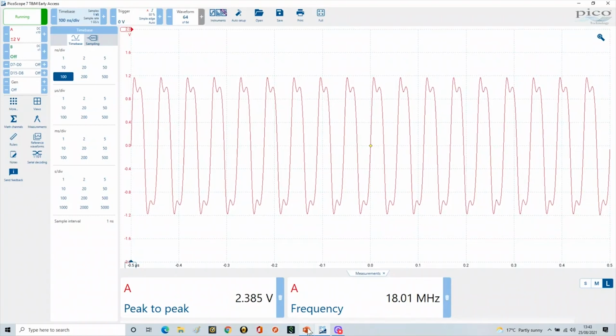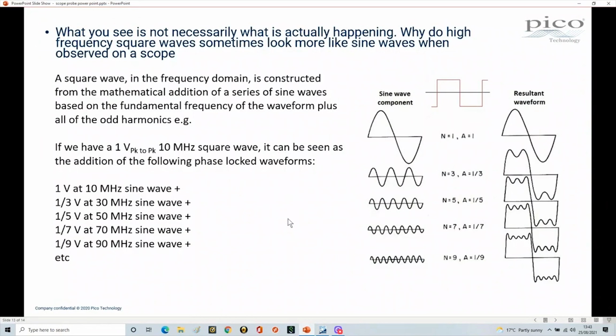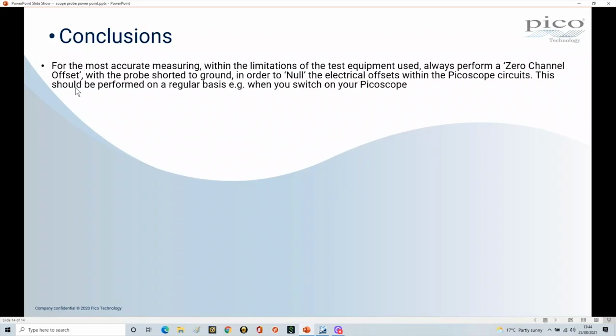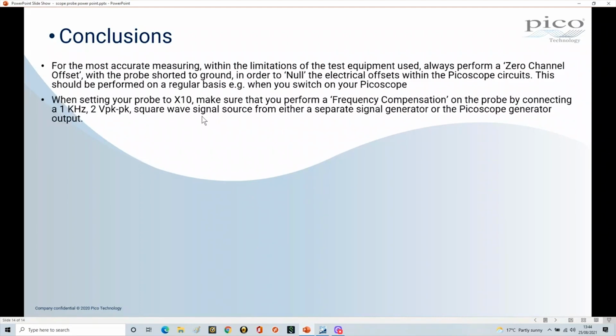So let's go back to the PowerPoint presentation. So in conclusion, what can we say about everything we've just learned? So the first thing is, for the most accurate measuring within the limitations of the test equipment, make sure you zero your channel offsets on your picoscope, and also to null the electronics, and try and perform this on a regular basis, okay? Also do make sure you do frequency compensation, which is also very important, of which, remember, you can use the signal generator in the picoscope to perform that task.